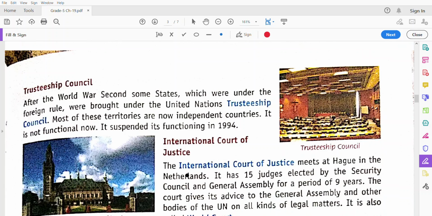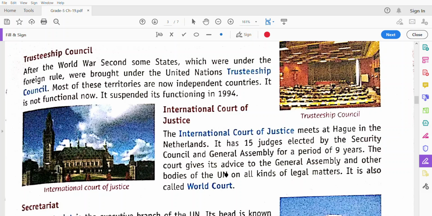Now come to the International Court of Justice. The International Court of Justice is like the court of the world. It meets in the Hague in the Netherlands, and it has 15 judges elected by the Security Council and the General Assembly for a period of 9 years. The court gives its advice to the General Assembly and other bodies of the UN on legal matters. It is also called the World Court. As we have high courts and supreme courts in our country, this International Court of Justice is the world court, and it deals with disputes between two countries or more than two countries.